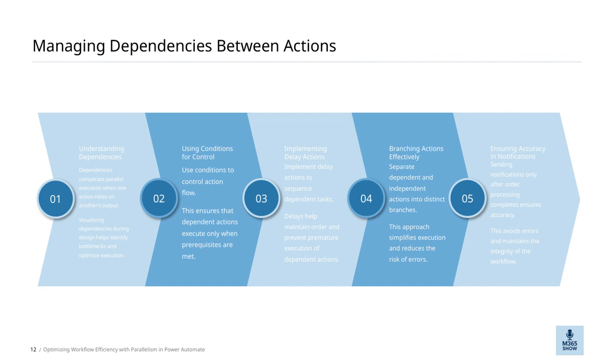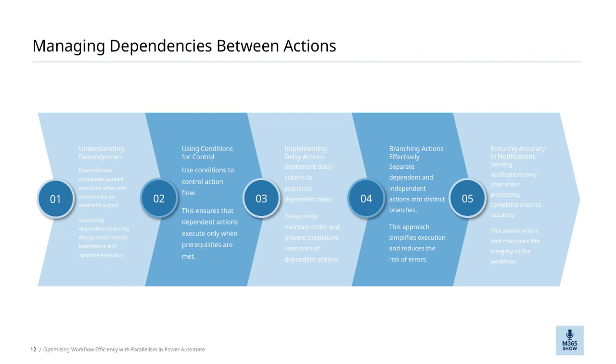Understanding dependencies is key. We can use conditions to control the flow of actions, making sure that dependent actions only run when their prerequisites are met. This prevents errors and keeps our workflows running smoothly. Another useful technique is implementing delay actions. Delays help us sequence dependent tasks properly, maintaining the correct order and preventing actions from executing prematurely.